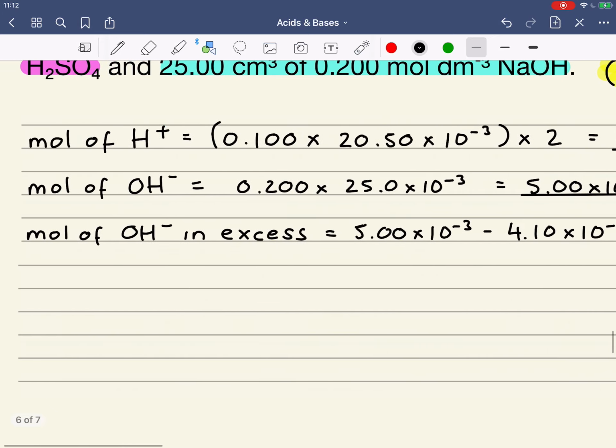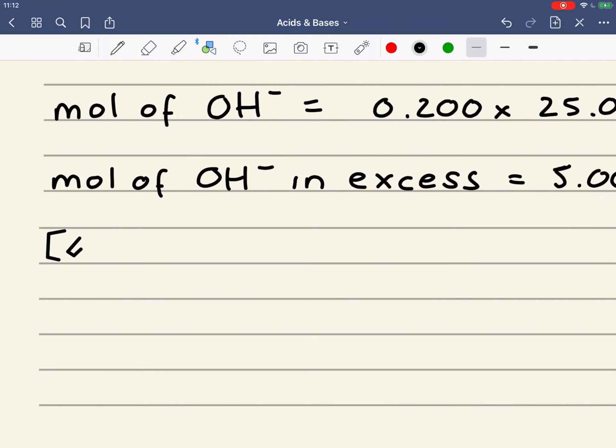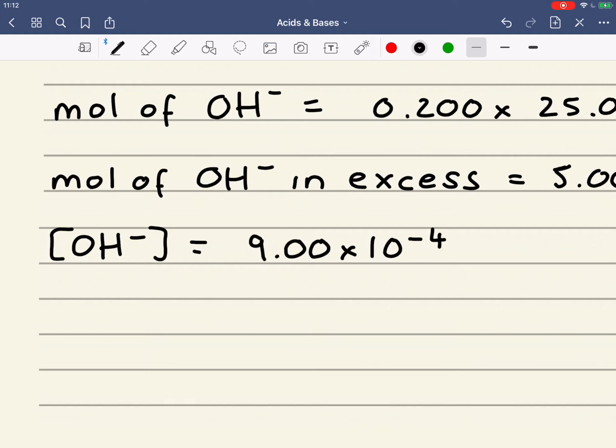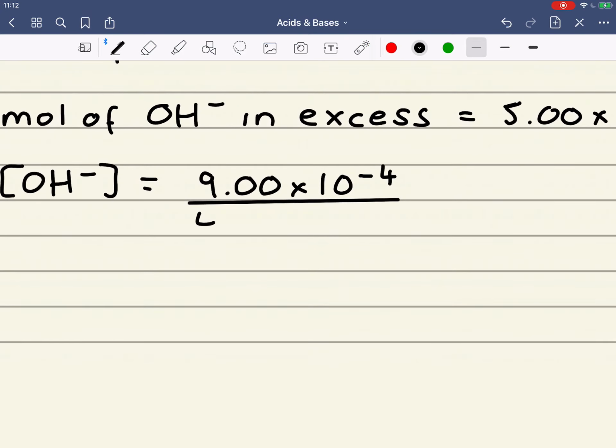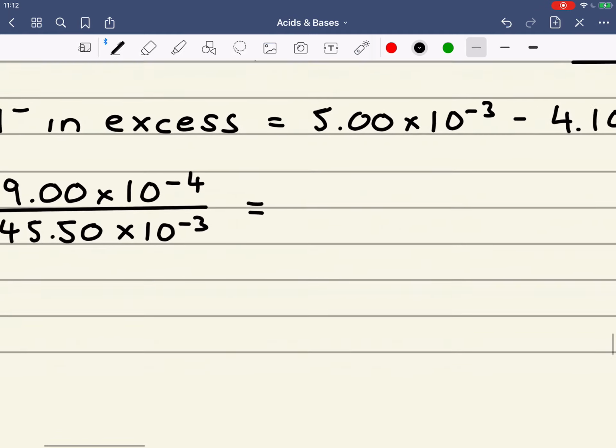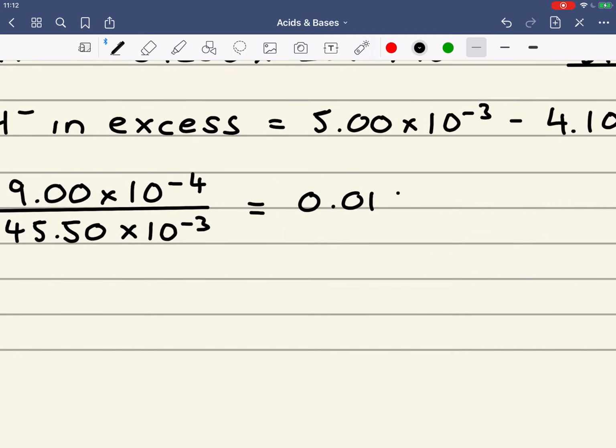Next step, remember, is to work out my hydroxide ion concentration. It's the step which, again, everyone seems to forget, but we've got to work out the concentration of hydroxide ions, which is 9 times 10 to the minus 4 divided by, again, the total volume, so it's going to be 20.50 plus 25, which is 45.50 times 10 to the minus 3. And that gives you a hydroxide ion concentration of 0.0198 moles per decimetre cubed.